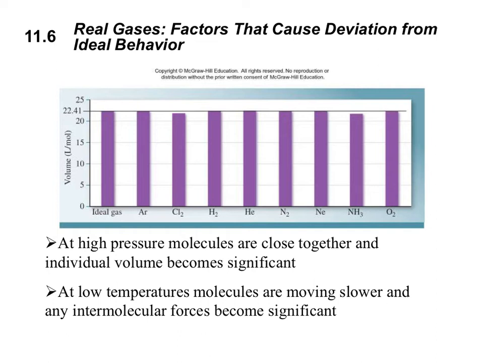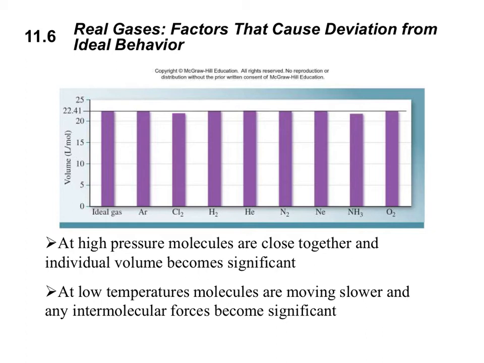Also, at low temperatures, molecules are moving slower and any intermolecular forces become significant. Think about it. Our assumption was that gas molecules fly past each other, completely ignoring each other. But at lower temperatures, some gases will have partial charges that attract each other, causing the gas molecules to collide with each other more often and stay closer together.